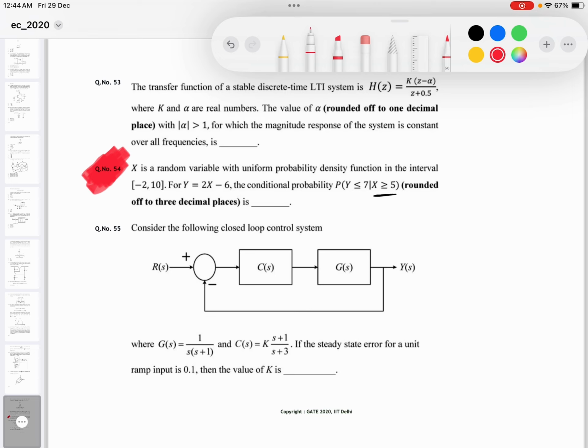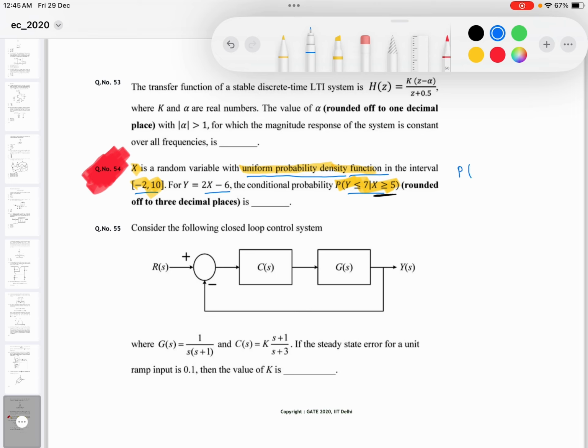So we have this question number 55, and what we have been asked is: if x is a random variable with uniform probability distribution function in the interval -2 to 10, for y equals 2x minus 6, the conditional probability is dash dash. So what we have to find is this conditional probability, right? And we have been given that x is a uniform probability density function, and we have this interval for x, right? So let's focus on this.